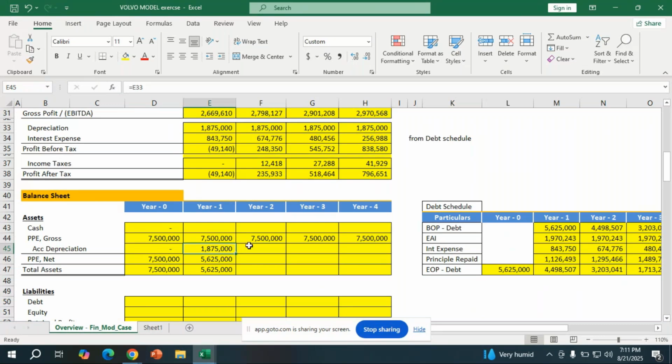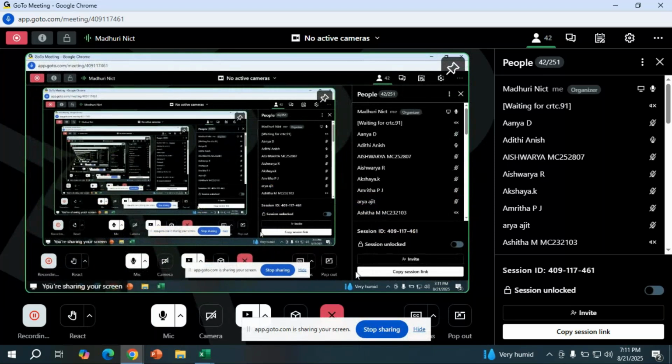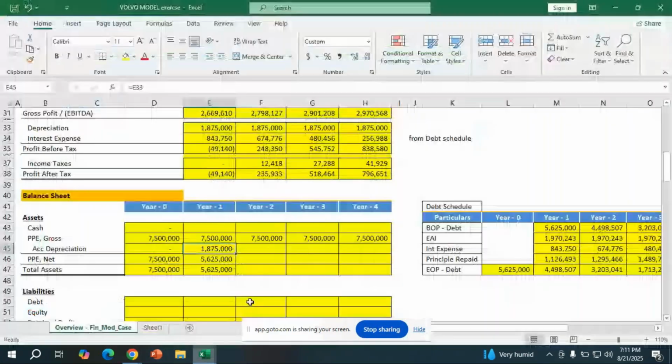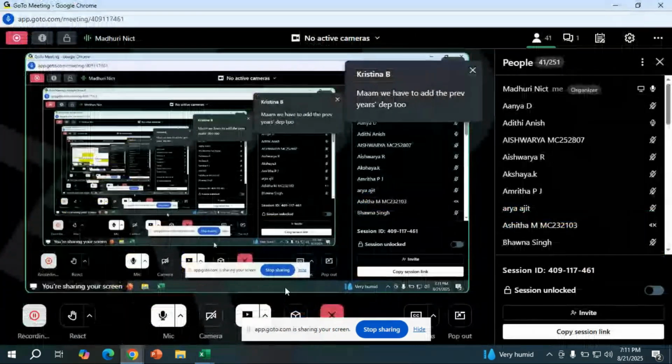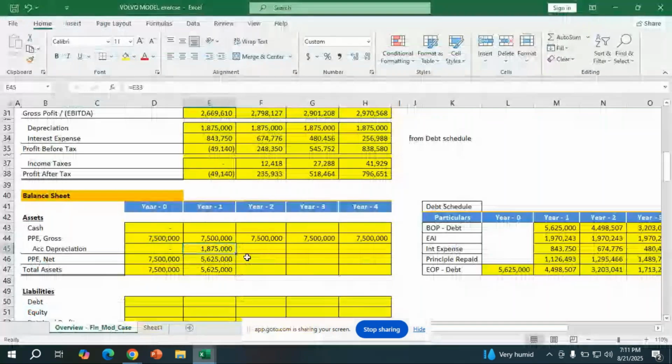Now I have to go for year one. Now year one is my answer. I want to ask you, do I need to add something or is it correct? Now year one, I have taken depreciation as considering this reference cell depreciation. Correct. Okay, now do I need to add something to that or is that correct? Very good, Christina. We have to add the previous year's depreciation. Very good. Right? So here, now see, 18 lakh 75,000 is right.